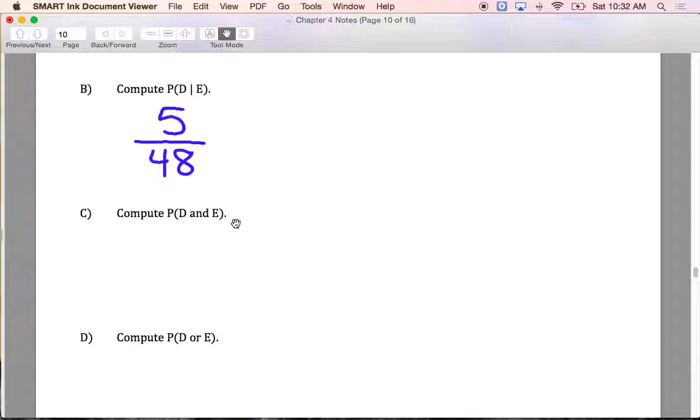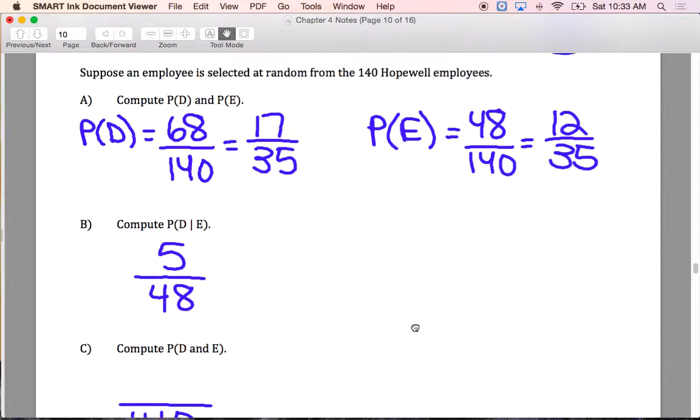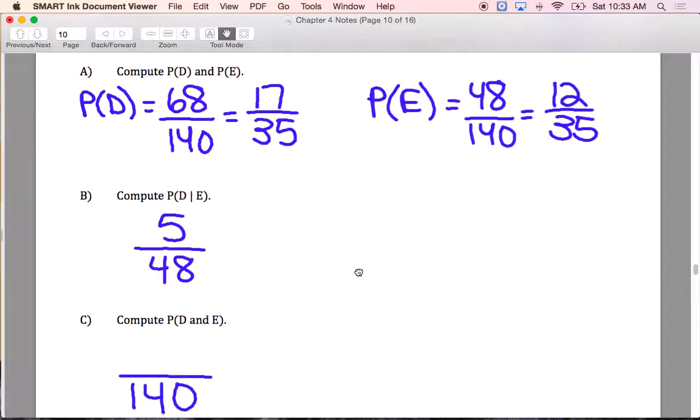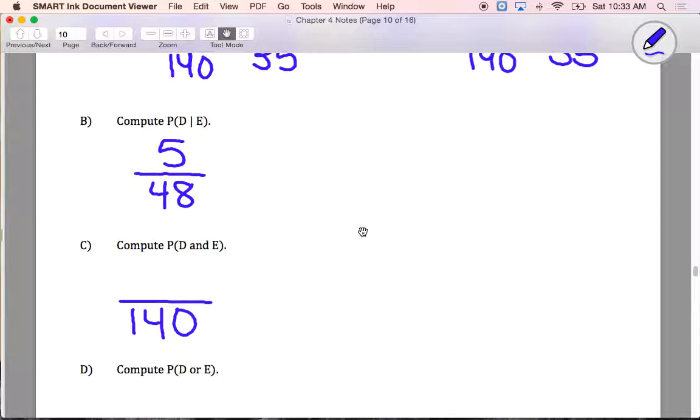Now for C, they want the probability that we have both a Democrat and an executive. So this one we are not going to multiply, because what you're looking at in your chart is 140 total people. So the probability of being both a Democrat and an executive is that one number that fits in the Democrat column and the executive row. If we go back up to our chart, the one number that fits in the Democrat column and the executive row is 5. So we would have 5 out of 140.